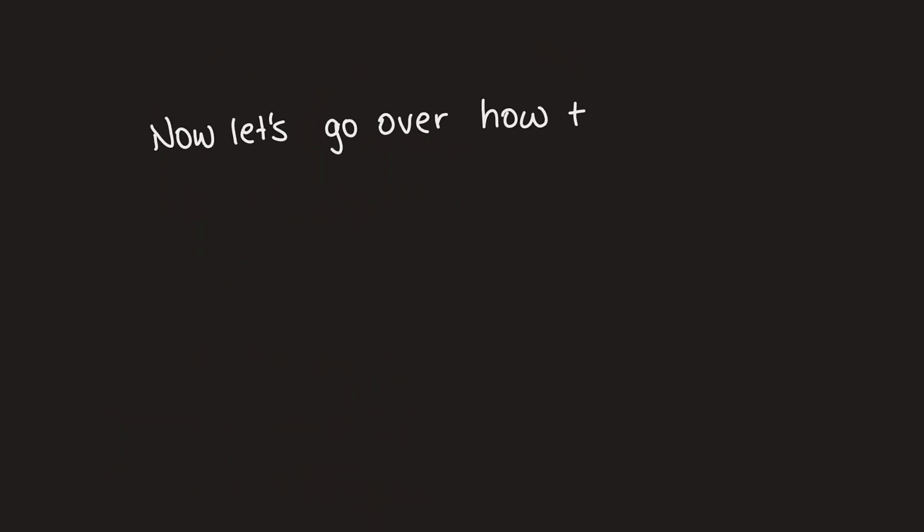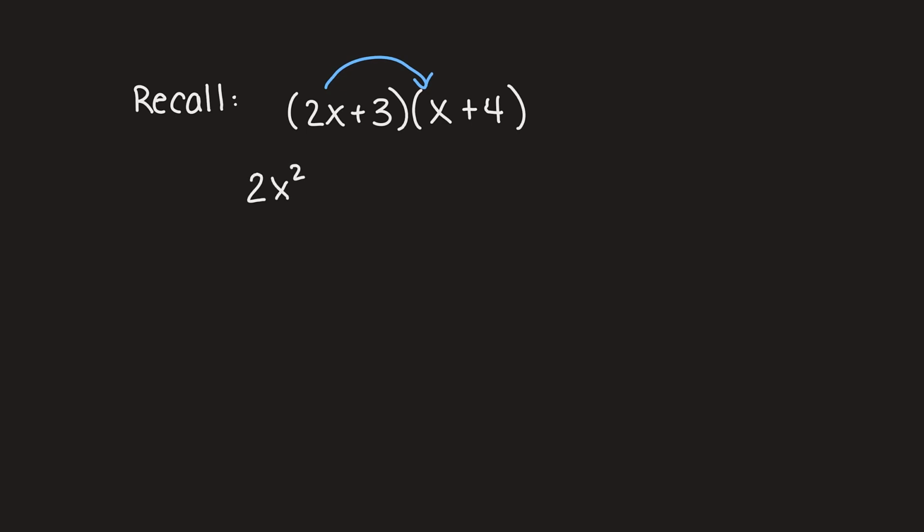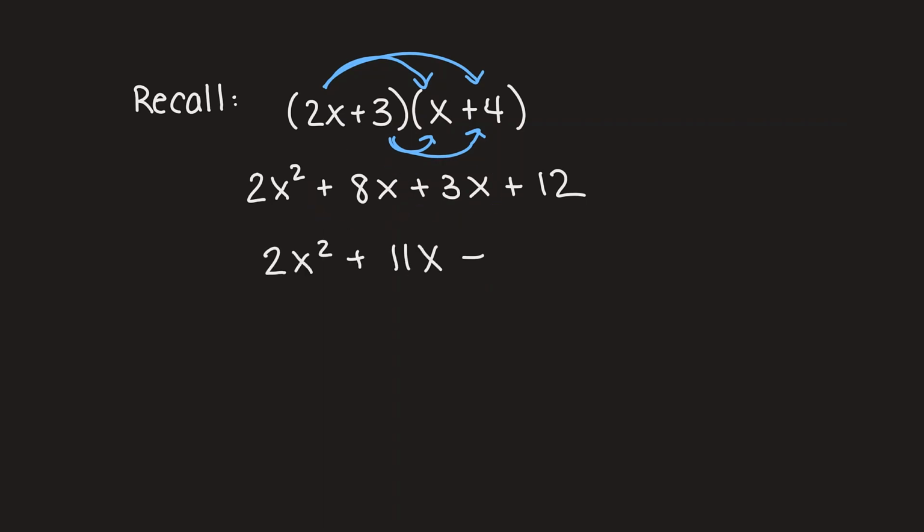Now let's go over how to multiply two binomials containing radical expressions. Recall that to multiply two binomials like 2x plus 3 times x plus 4, we would have to distribute each term in the first binomial to every term in the second binomial, and then simplify by combining like terms. We do the same thing with radical expressions.